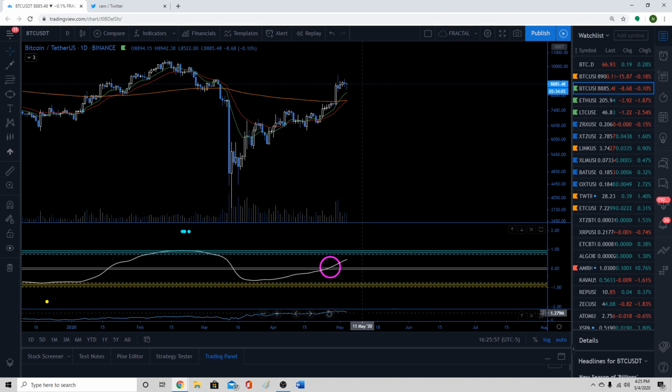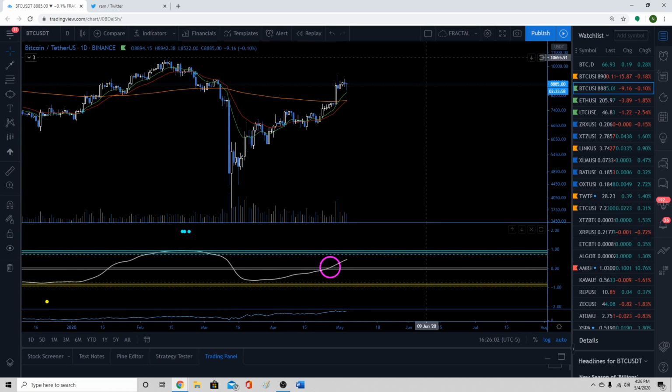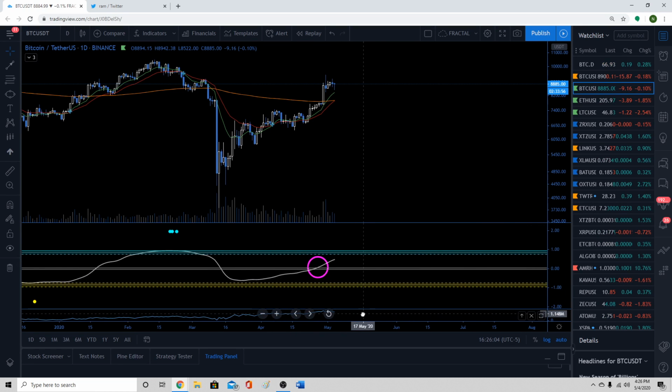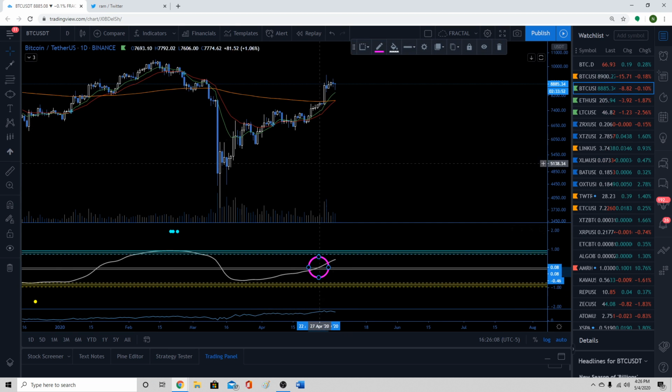And then I use OBV for confirmation usually too, and OBV was really strong. I should have never shorted. OBV was rocking up at the time. So that's more confirmation to not short.